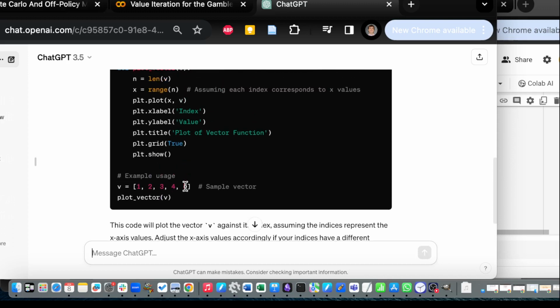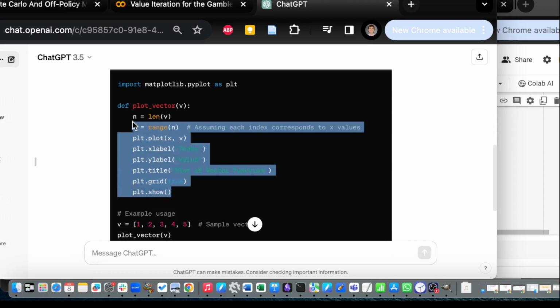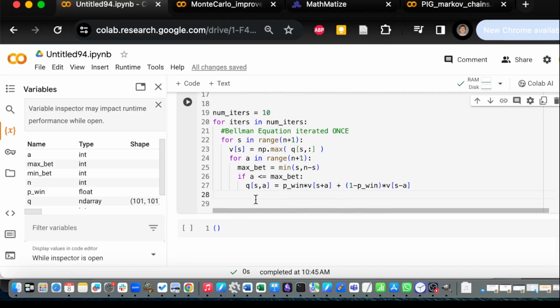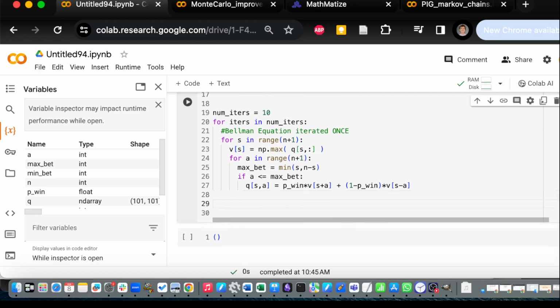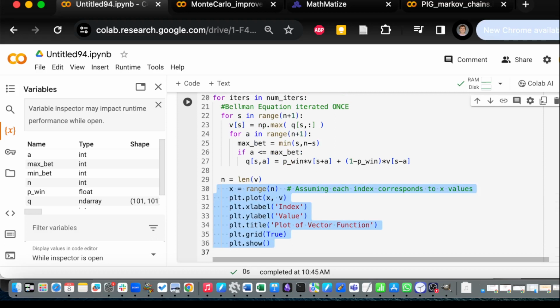So I made this function, which is plot vector. And really what it's doing is this line. This is the line we need. In this case, I think if you know what to look for, it gave us a lot of stuff. You can copy paste it in. Let's do it. So this is what we want. We're going to plot inside the iteration so we can plot as we go, and we're going to modify what ChatGPT did.